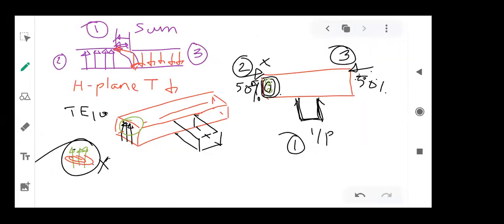H-plane T. So here you can see that once again this is a power divider or combiner, but the property is a little different. Here the H arm is treated as port number 1. So if we apply any signal at port number 1, then at port number 2 and 3 you will get the same amount of power, but the signal available at port number 2 and 3 both will be in phase.